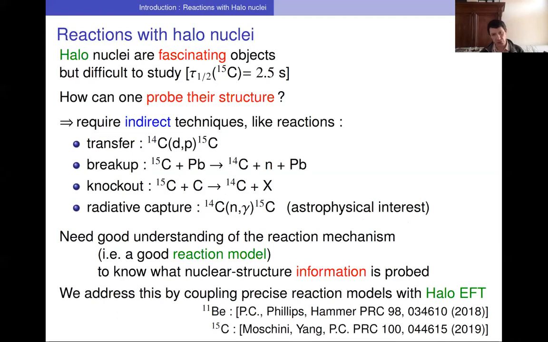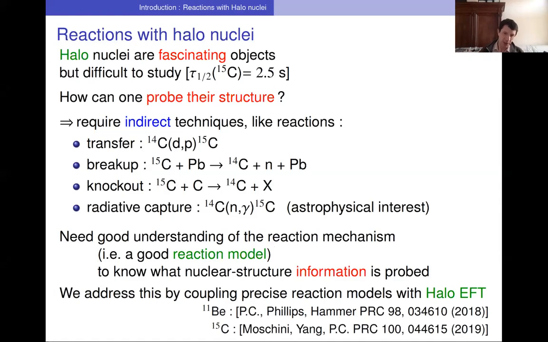So in order to infer valuable information about the structure of these systems, you need a good understanding of the reaction mechanism. So you need a good reaction model. But the other thing that you need is to know exactly what the nuclear structure information is that is probed during these reactions. So are you sensitive to the spectroscopic factor? Are you only sensitive to what's inside the nucleus, only to the tail? So these are the things that you need to better understand.